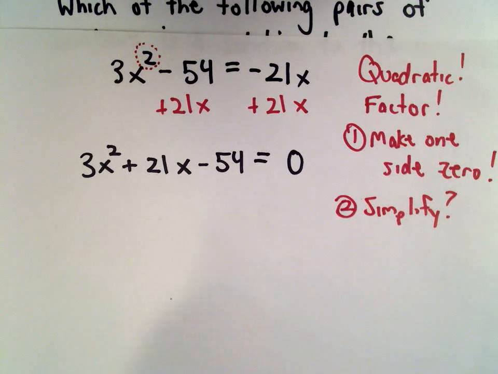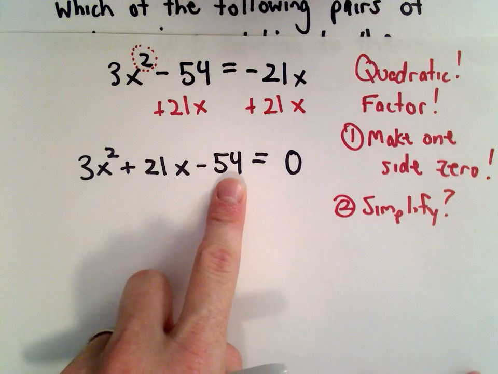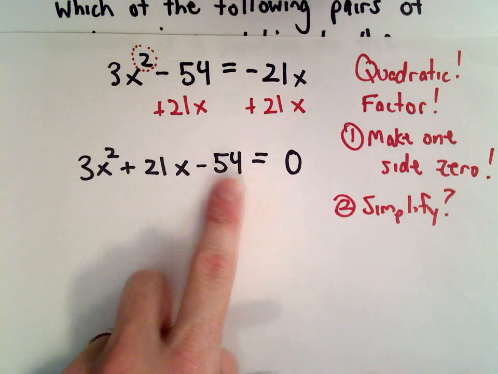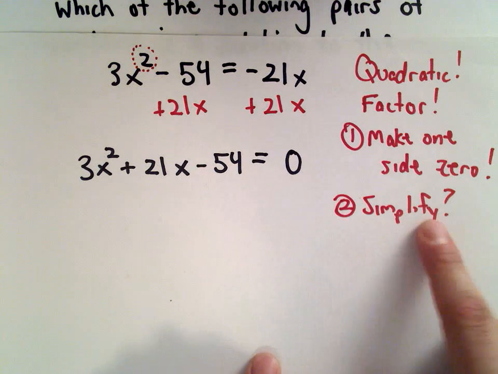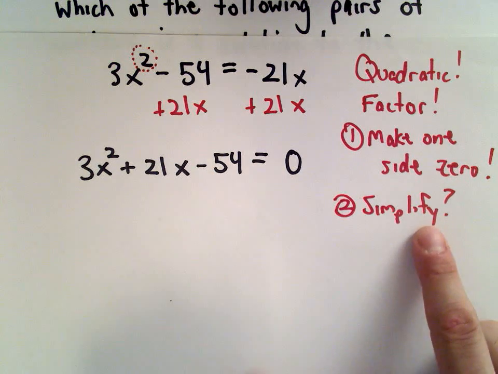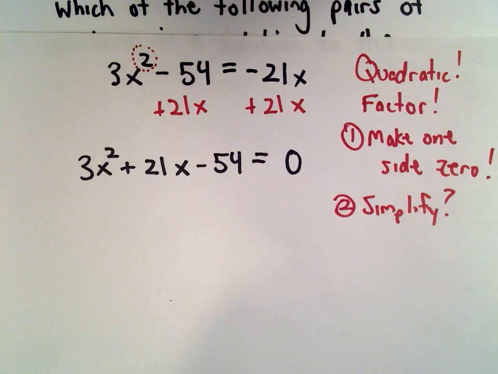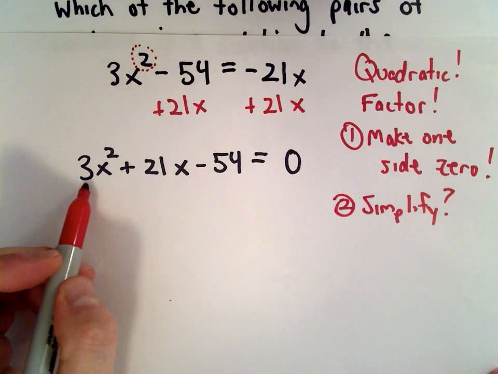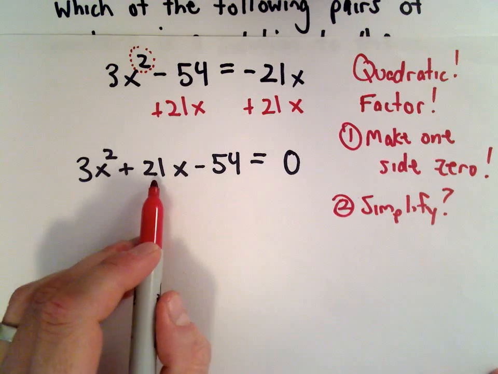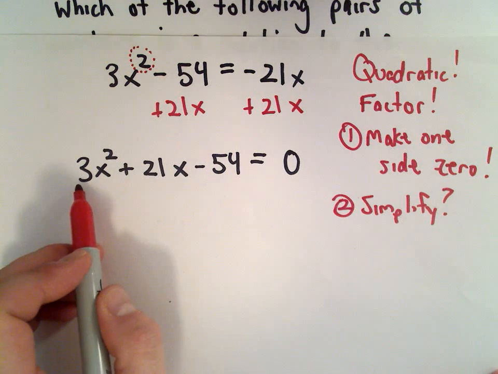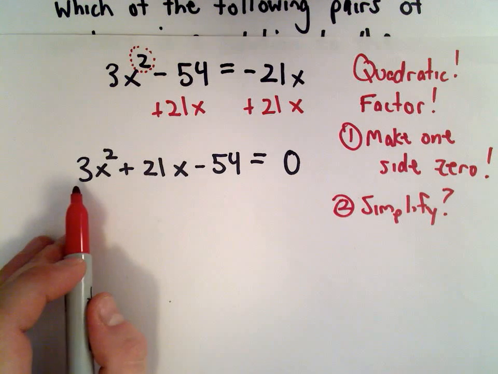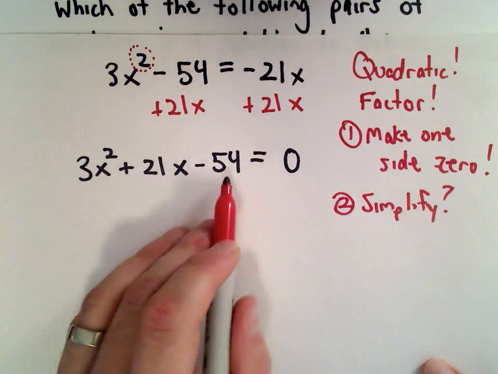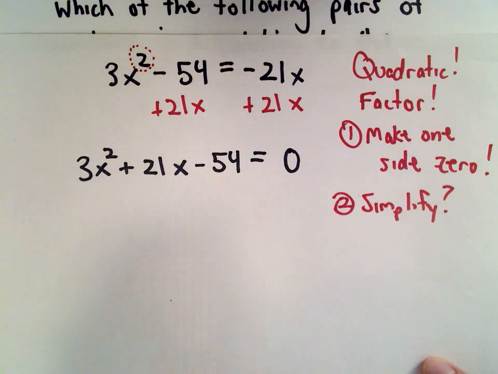Okay, so the next thing I ask myself is, can I simplify this equation? By simplify, what I mean is, can you make the numbers smaller? If you make the numbers smaller, it'll make factoring easier. You can't always do this step, but it's a good thing to ask yourself. Let's look at the coefficient on x squared. That's a 3. 21, is that divisible by 3? Yeah, it actually is. 54, is that divisible by 3? Well, you could check on your calculator, 54 divided by 3, and you'll see that it is.